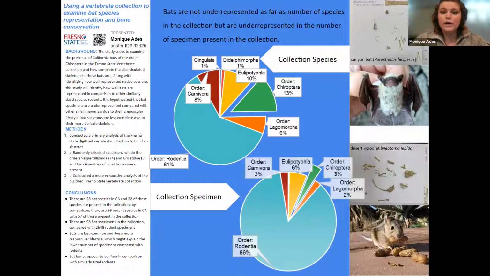Moving forward with this, I hope to fully do an analysis of the bats versus rodents and really get an analysis of what those bones look like and what plays into why we don't have as much bat representation. I also plan to fully preserve a bat and a rodent myself, so I can see some problems that come along with the preservation process that could also play into why bats are so underrepresented as far as specimens.